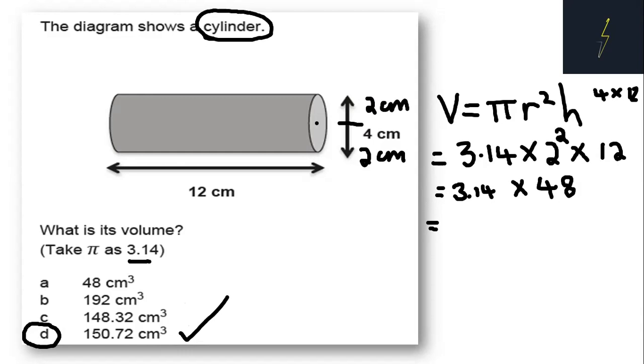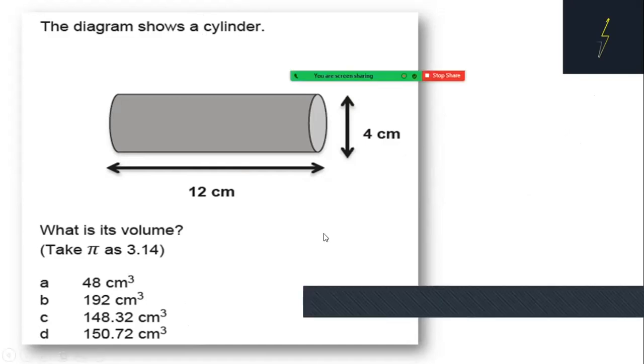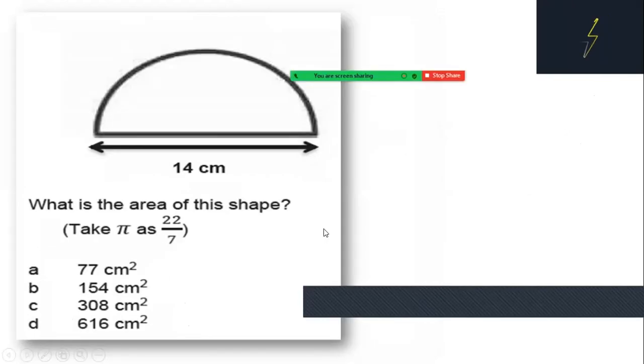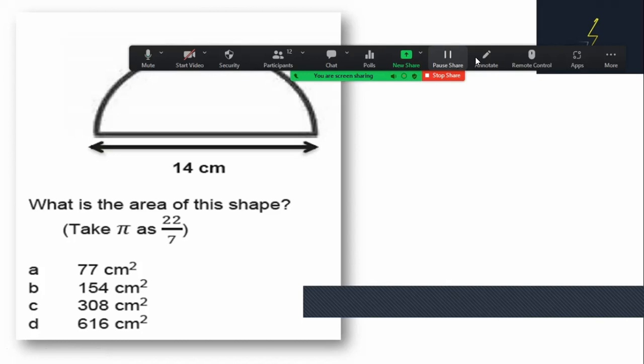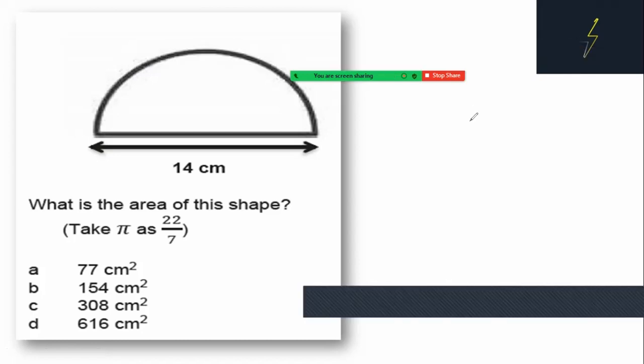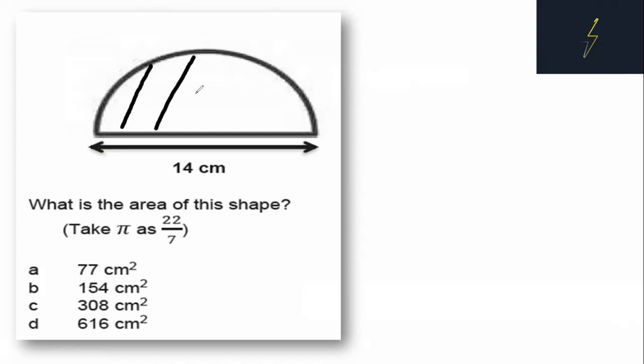All right. So moving on. Let's look at the next question. Class, can you tell me what shape this is? Starts with an S. Something circle. It's a semicircle. Thank you.